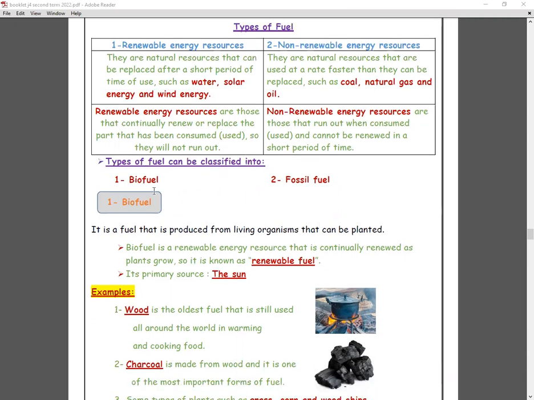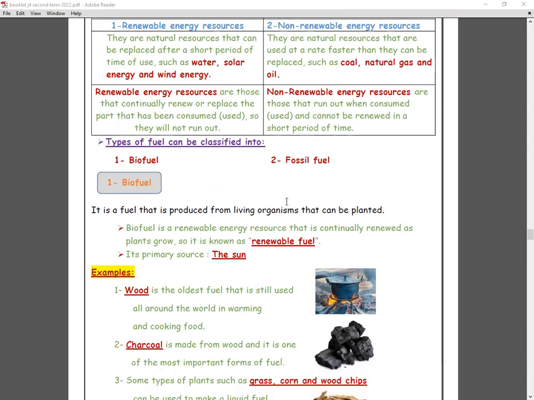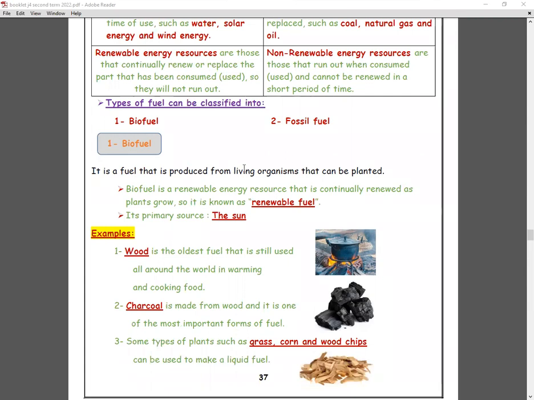We have 2 types of fuel: biofuel and fossil fuel. Don't forget that we said biofuel, bio comes from living organisms, okay? Biofuel comes from living organisms. Fossil fuel comes from living organisms also, but we have a small process before we produce the fuel, which is decomposition of living organisms. So biofuel means living organisms. Fossil fuel means decomposition of living organisms.